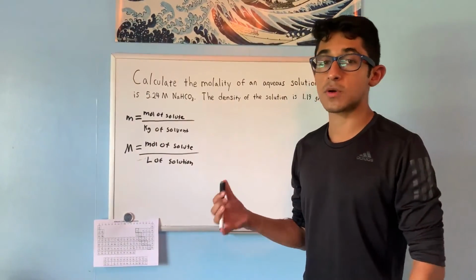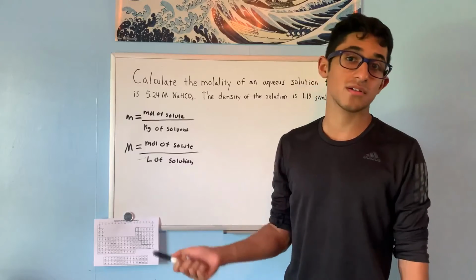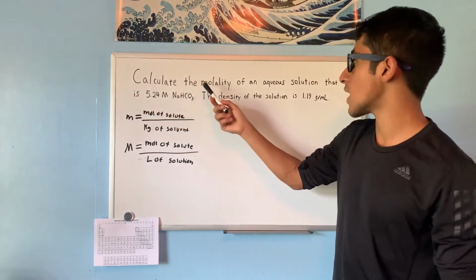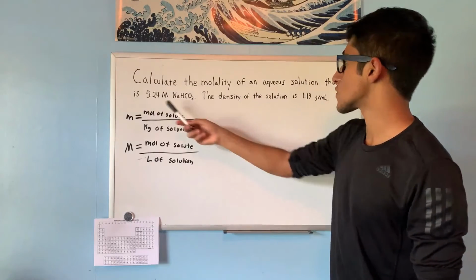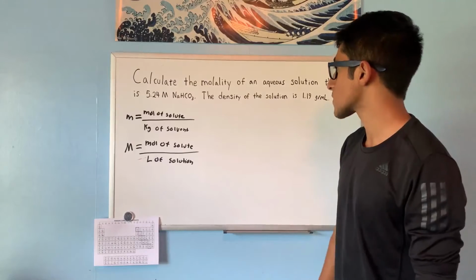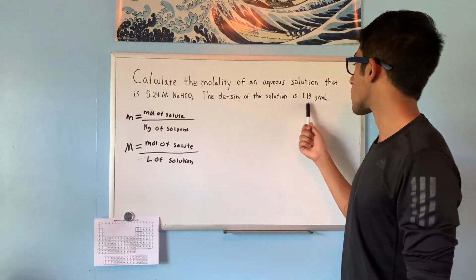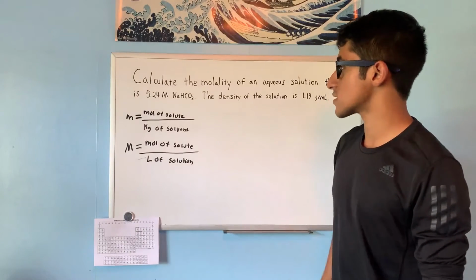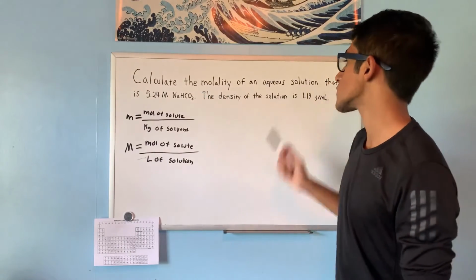Now I'm going to be showing you a common concentration problem that might appear on your next test. Problem says, calculate the molality of an aqueous solution that is 5.24 molar NaHCO3, or sodium bicarbonate. The density of the solution is 1.19 grams per milliliter. Now, what is the problem asking? It is asking us for the molality of the solution.